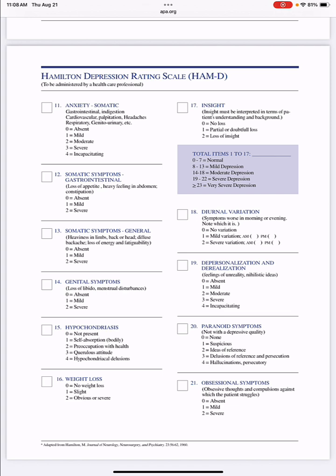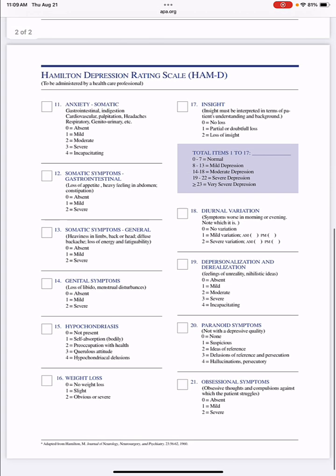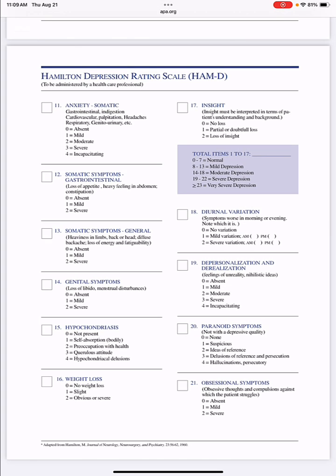So for the actual final score, you are adding up the total in items 1 through 17. And these various designations include normal, being in the 0 to 7 range, mild depression 8 to 13, moderate depression 14 to 18, severe depression 19 to 22, and 23 or greater, very severe depression. I think differentiating between severe and very severe probably doesn't have many clinical applications other than tracking the final number with whatever intervention is chosen, and hopefully that number goes down over time.